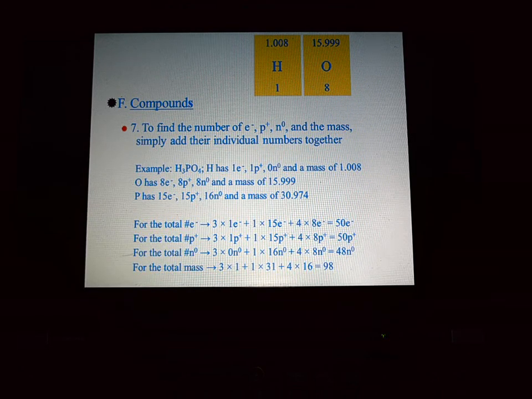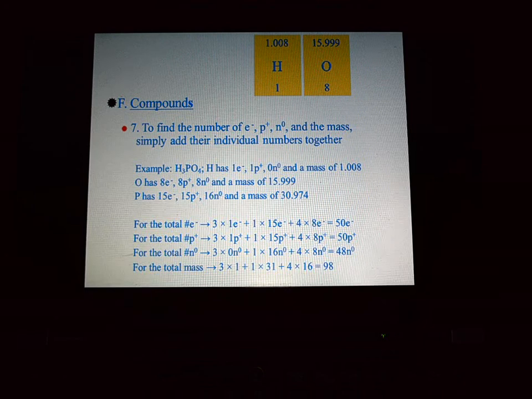Like H3PO4. If I want my electrons, there's 1 in each hydrogen, times 3. There's 15 in phosphorus, and then there's 8 in each oxygen, but I have 4 of them, so 4 times 8 gives me 32. Altogether, I ended up with 50 electrons for H3PO4. Note, I got 50 protons too. They should always match. Protons and electrons should always match for compounds.